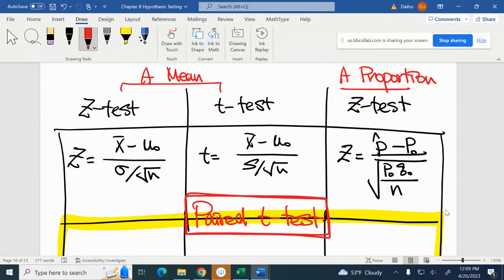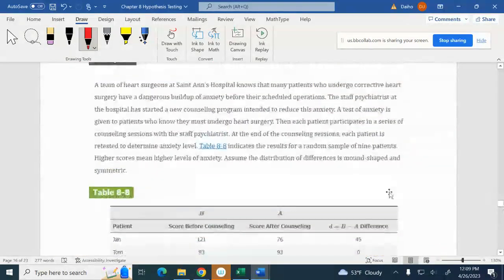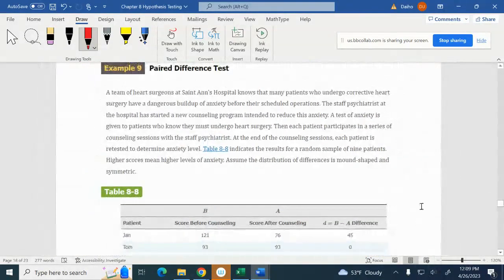Okay? So let me show you another example. Here, in this example, we have 9 patients.